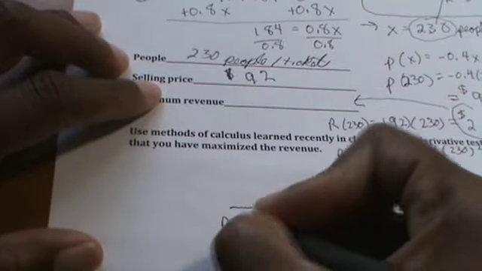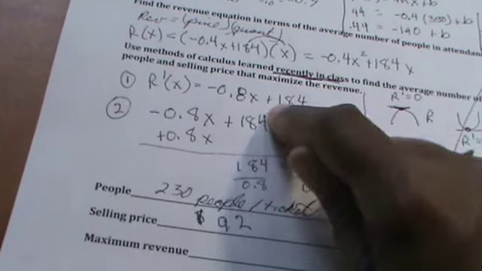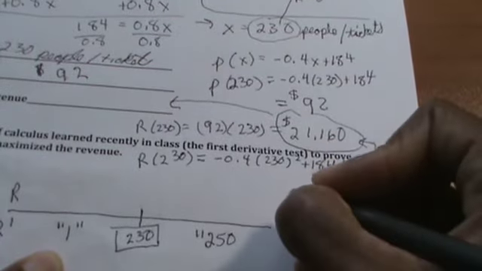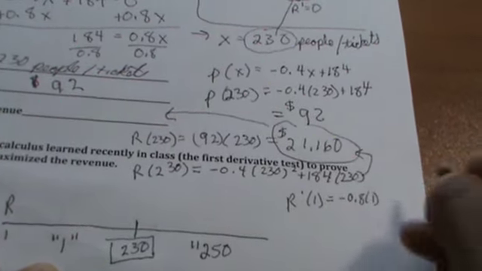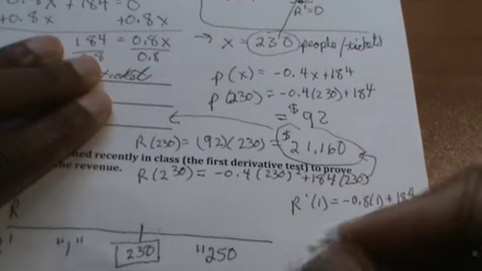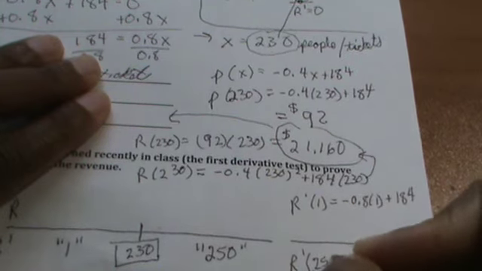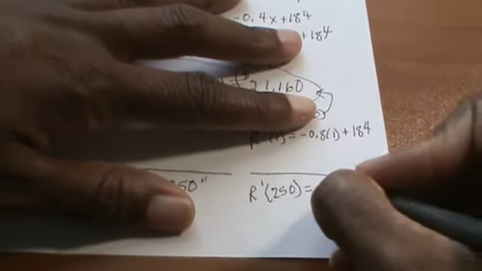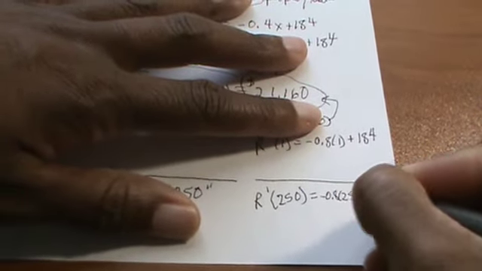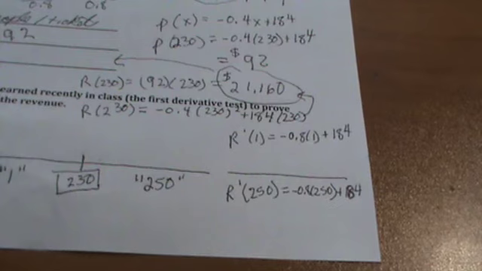Okay, so I'm going to put the first derivative at the bottom and my original function at the top. And as I mentioned, I'm going to take these numbers and plug it into R prime, right? Make sure you're plugging it into the right one. So down here I have R prime at 1. This equals negative 0.8 times 1 plus 184. I'll get that number in a minute. And then I want R prime of 250, which equals negative 0.8 times 250 plus 184. Like that. Okay, so let's get to it.